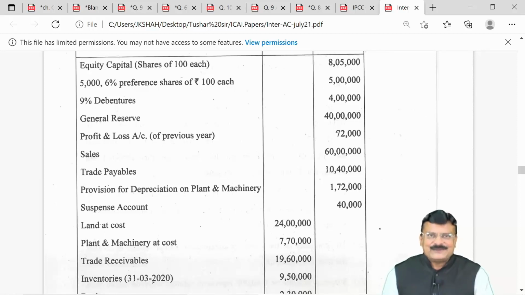Bank, adjusted purchase is given to you. So we have to find out the actual purchase. Factory expense is other expense, administration expense, other expense, selling expense is other expense, debenture interest, 36,000 clearly given, is our finance cost. Goodwill is intangible asset.